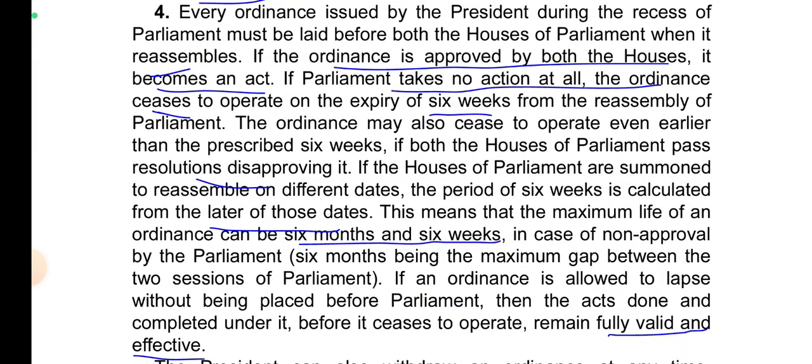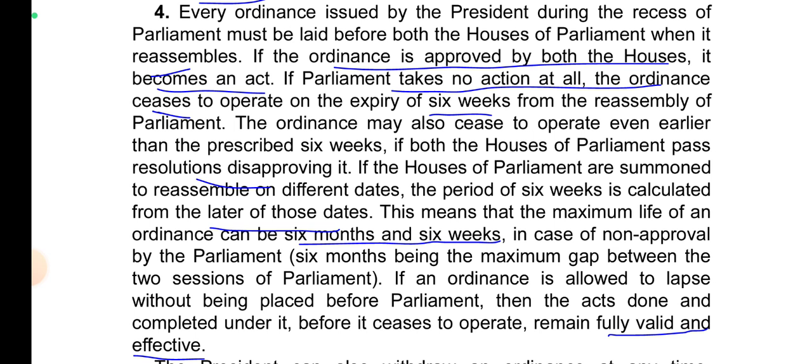Every ordinance issued by the President during the recess of Parliament must be laid before both the Houses of Parliament when it reassembles. If the ordinance is approved by both the Houses, it becomes an act. If Parliament takes no action at all, the ordinance ceases to operate on the expiry of 6 weeks from the reassembly of Parliament. The ordinance may also cease to operate even earlier than the prescribed 6 weeks if both the Houses of Parliament pass resolutions disapproving it. If the Houses of Parliament are summoned to reassemble on different dates, the period of 6 weeks is calculated from the latter of those dates.